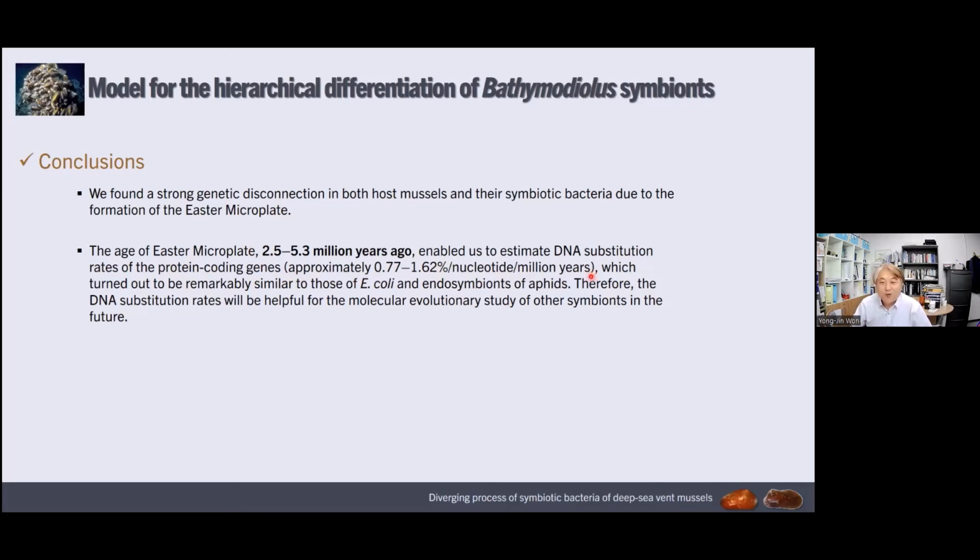Surprisingly, or happily, I found this rate is very similar to E. coli and the symbionts of aphids. So not bad to me. Therefore, this information of DNA substitution rate of bacteria will be very helpful for the molecular evolution study of other symbionts in the future, I think. And we ourselves utilize this estimate for the study of the Indian Ocean.